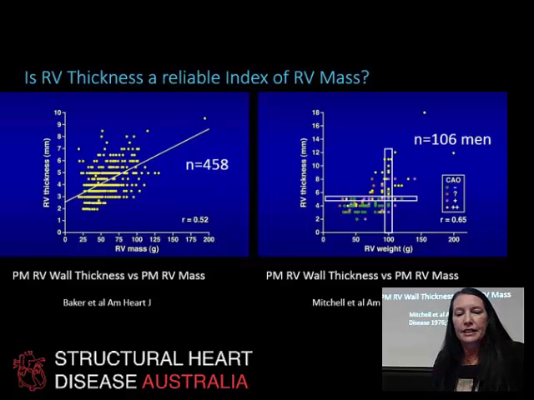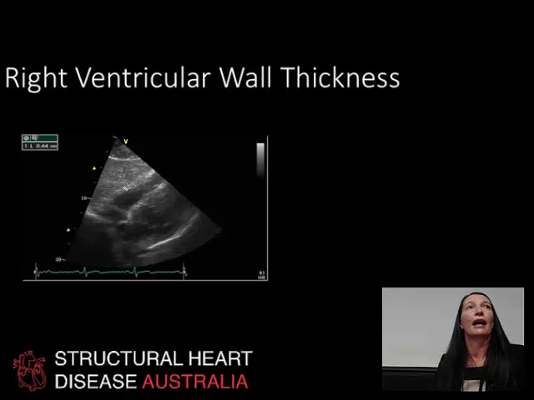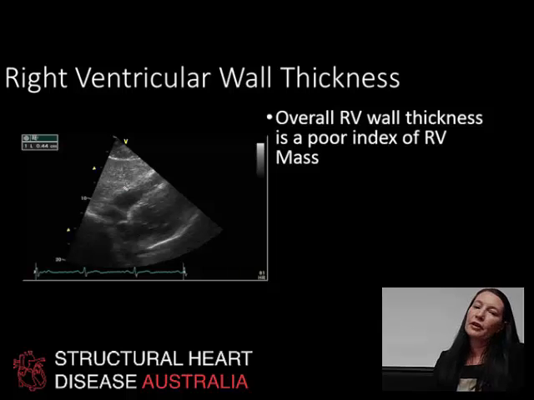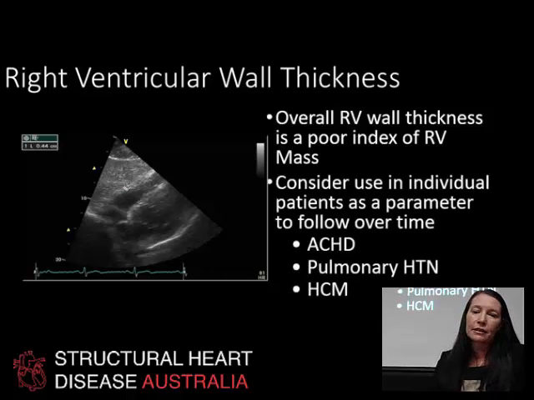And on the right, you can see that if you measure the RV wall thickness at 5 millimetres, as indicated by the horizontal bar, the post-mortem RV mass is actually very variable. So it's really not that reliable for making an assessment about whether the RV is thick or not. So it's a poor indicator of RV mass, but you could consider using it in an individual patient as a parameter to follow over time, particularly in congenital heart disease, pulmonary hypertension or hypertrophic cardiomyopathy.